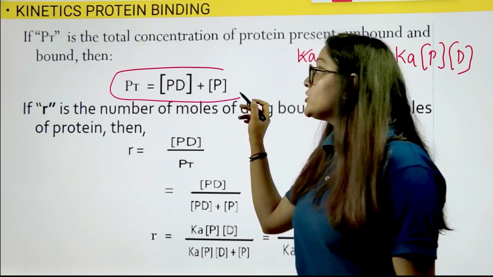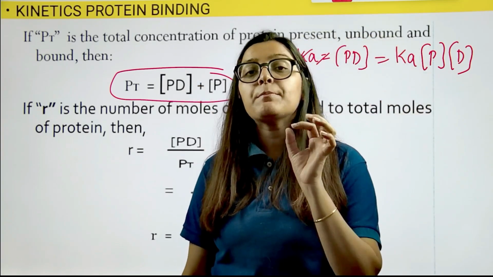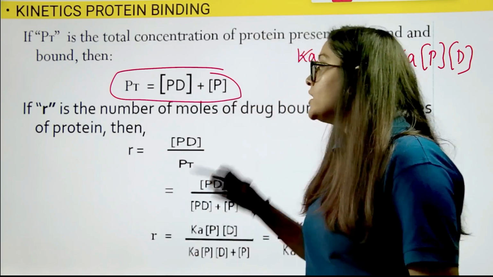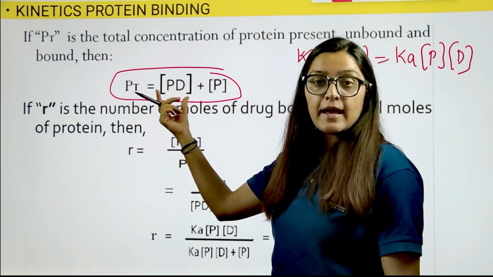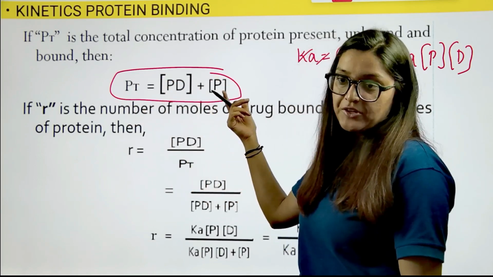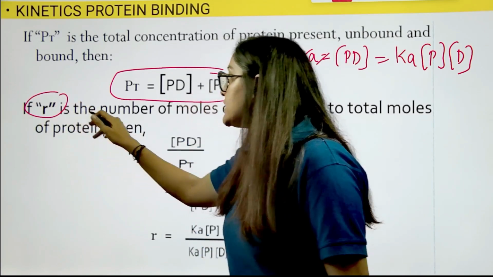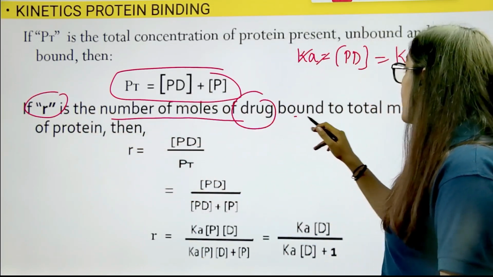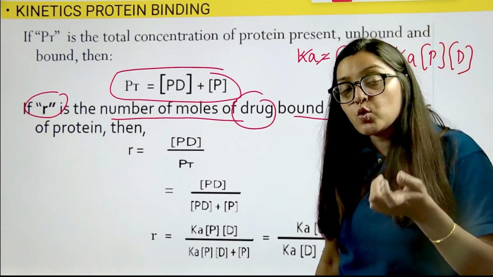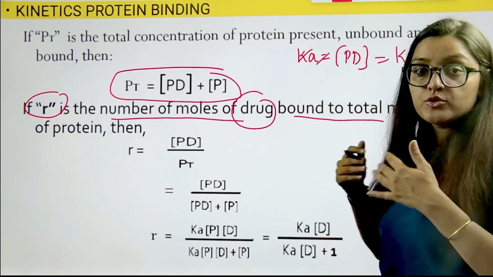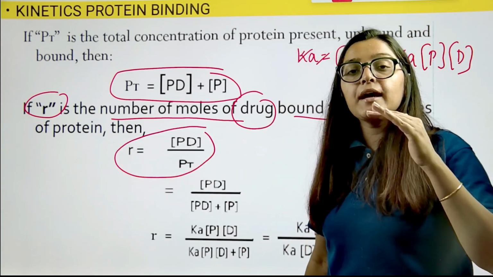Now, if you had to calculate the total protein concentration, that means the protein that is still freely available as well as the bound fraction that is available, right? So this is the total protein concentration, stating how much protein has been bound to the drug plus your free protein that is available. Okay, so R is actually the number of moles of drug bound to the total moles of protein. If you had to calculate R, which is the total moles of your drug which is bound to the total moles of protein, it is safe to say that R will be PD upon P.